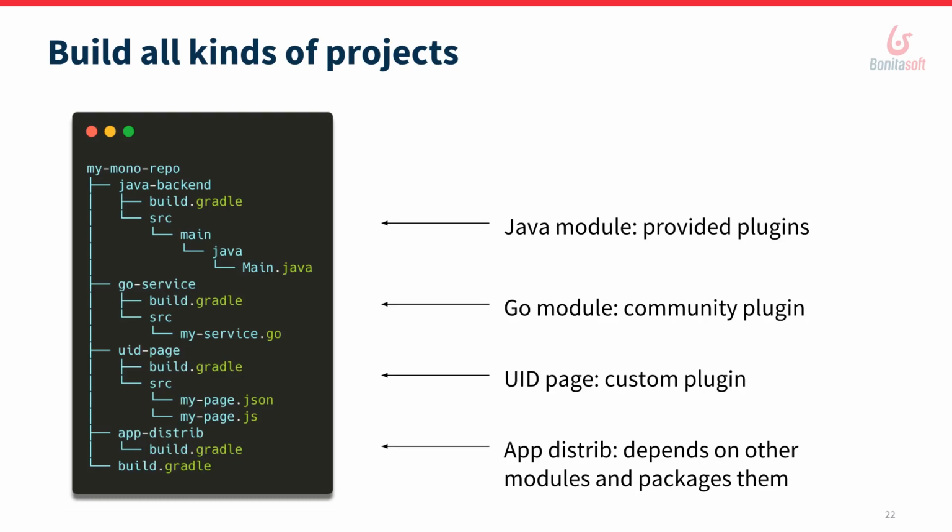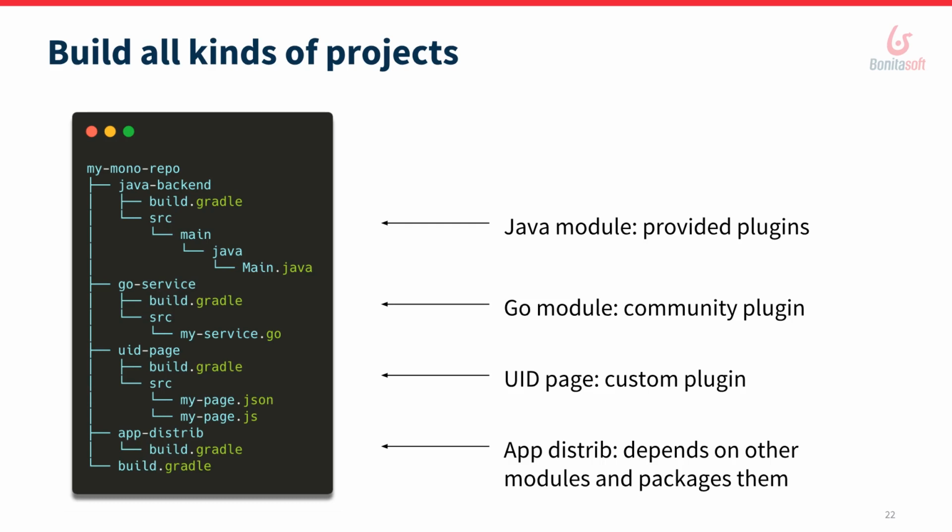As you can see, using plugins, we can build everything. If you have some Java sources, of course, there's a Java plugin. If we have some Go sources, we can find some community plugin to build that. If we have some in-house technologies, we can use a custom plugin that will do that for us.